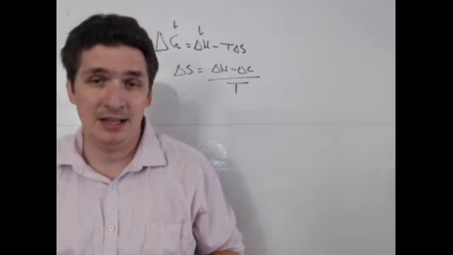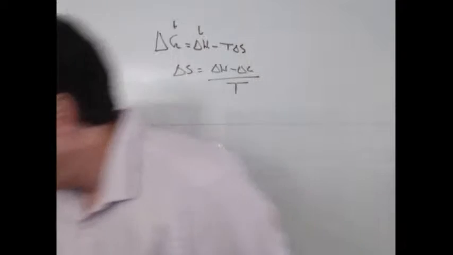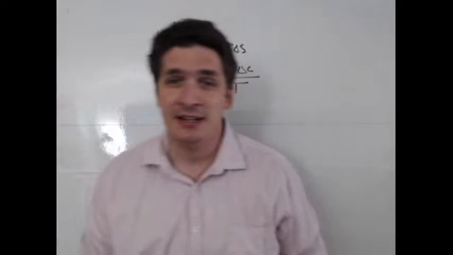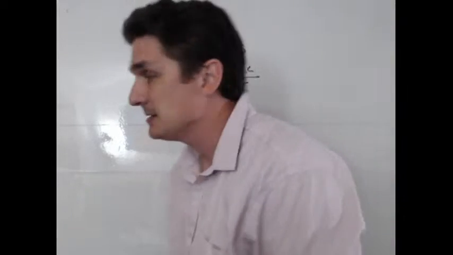So again, you're going to see a problem just like this on the upcoming exam. Again, it can be solved by adding, subtracting, or using the Hess's law definitions to find delta H and delta G. And this is how you would squeeze out the delta S.